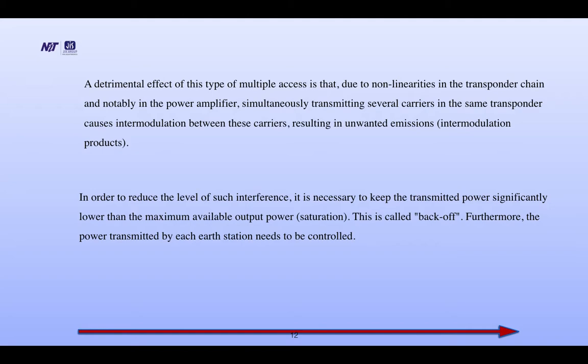A detrimental effect of this type of multiple access is that due to nonlinearities in the transponder chain, and notably in the power amplifier, simultaneously transmitting several carriers in the same transponder causes intermodulation between these carriers, resulting in unwanted emission of intermodulation products. In order to reduce the level of such interference, it is necessary to keep the transmitted power significantly lower than the maximum available power at saturation. This is called backoff. Furthermore, the power transmitted by each earth station needs to be controlled.